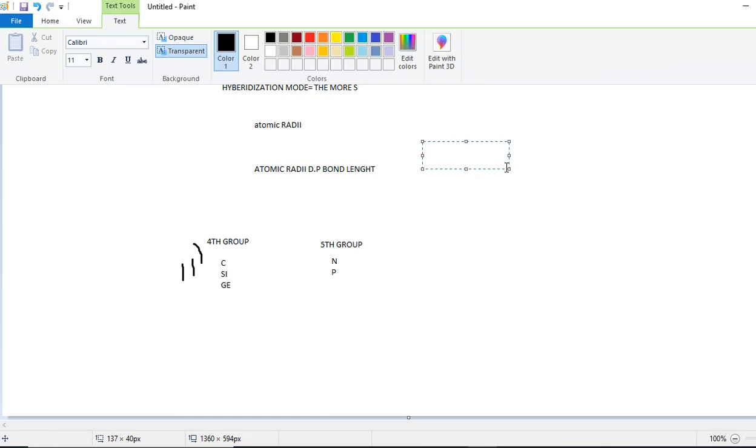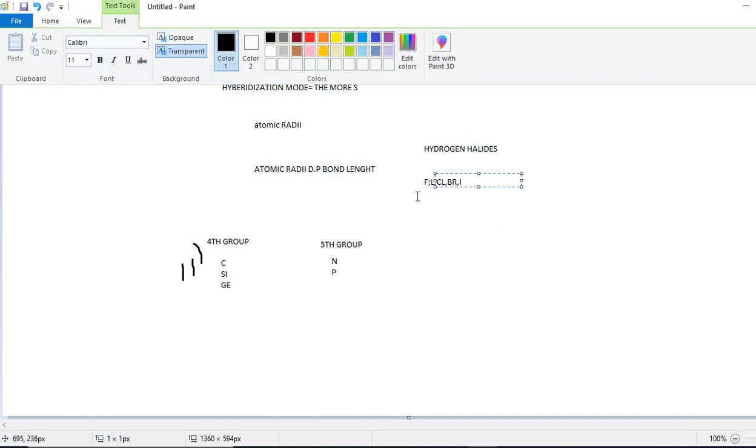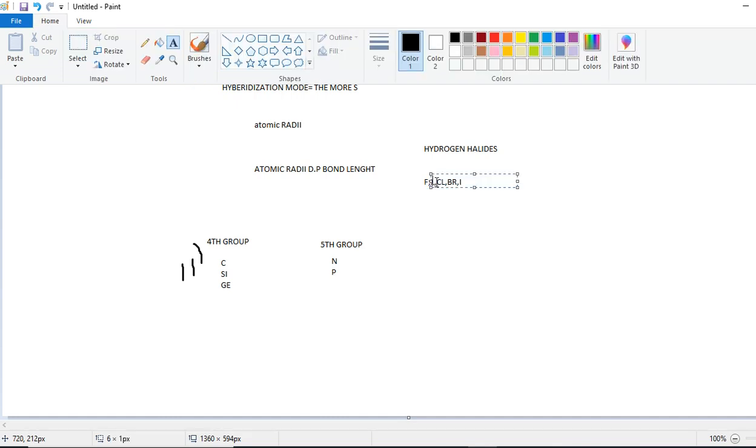Now I'm talking about the hydrogen halides. So what are hydrogen halides? Fluorine, then chlorine, then bromine, then iodine. Mistakenly I have written this one wrong. So this is chlorine. Chlorine, bromine, iodine.